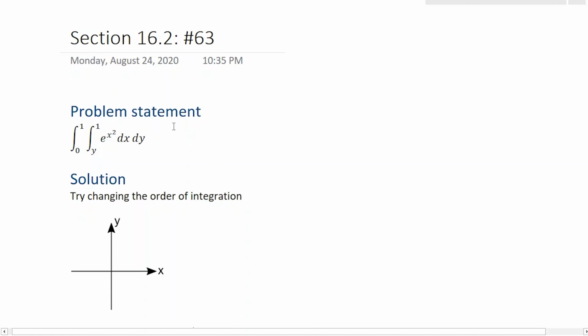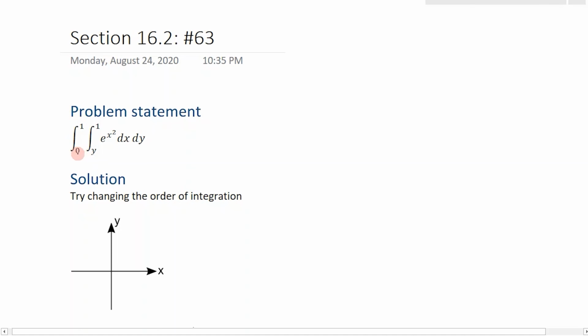Problem 63 from 16.2. The question asks you to evaluate this integral. Now, if you try evaluating it by integrating dx, you will not be able to proceed because you cannot write the antiderivative of this with respect to x in terms of elementary functions. So the only other option, at least the one I'm seeing, is to swap the order of integration. But first, we need to figure out what the region of integration is.